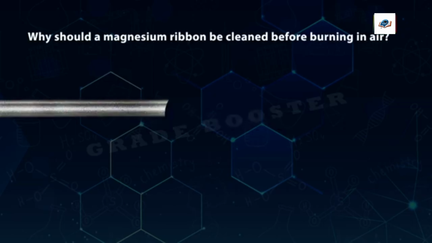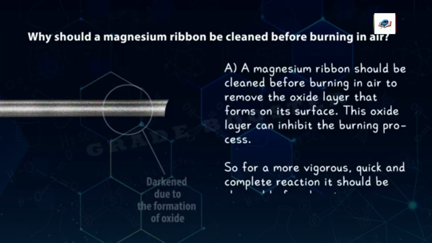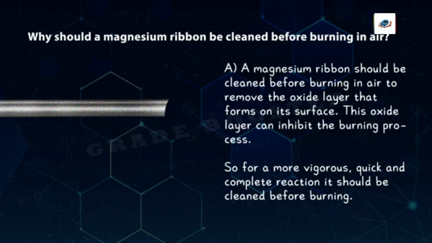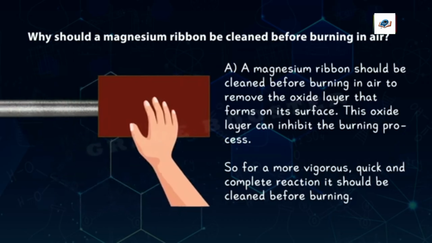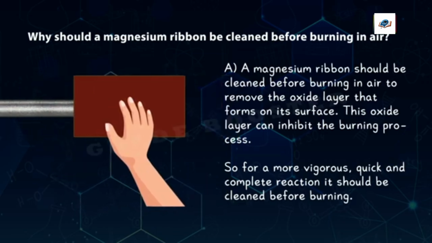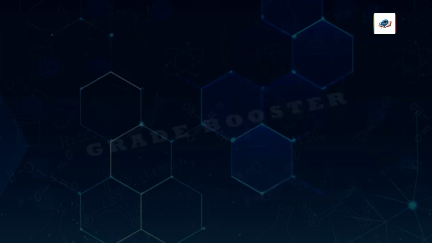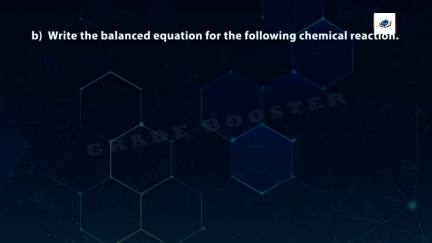Now let us find answers for these questions. Why should a magnesium ribbon be cleaned before burning in air? A magnesium ribbon should be cleaned before burning in air to remove the oxide layer that forms on its surface. This oxide layer inhibits the burning process. So, for a more vigorous, quick and complete reaction, this oxide layer should be cleaned with the help of sandpaper before burning.